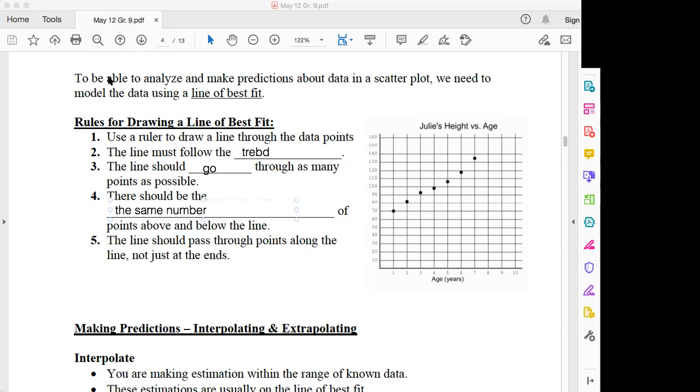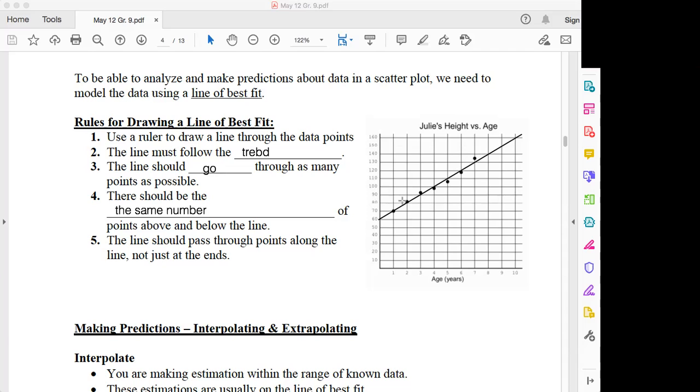Okay. So I'm going to show you an example. We're going to make a line that goes through as many points as possible, and it continues for the graph. And you want an equal amount of points on each side. So I think that our best line of fit for this one is this. It doesn't touch every single point, but it does show the same number of points above it. So we've got 3 above here and 3 below.